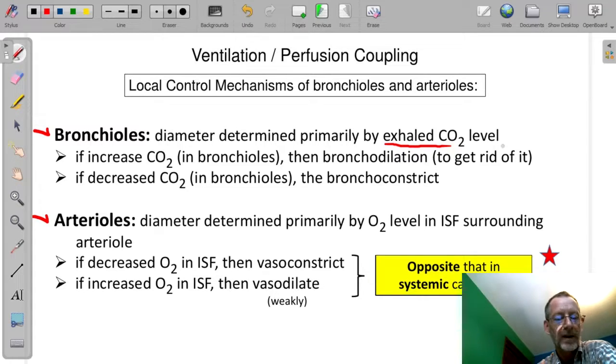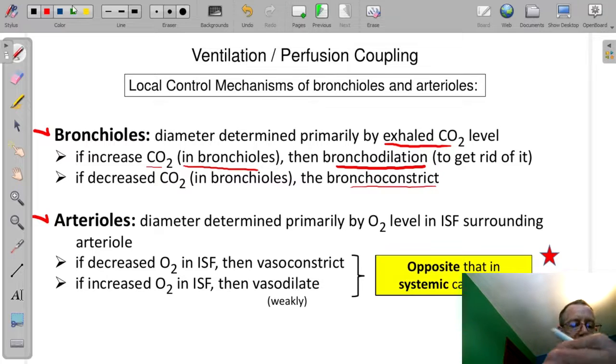Okay, so think about this for a moment. If we have increased CO2 in the bronchioles, what would you like the bronchioles to do to get rid of the CO2? You want them to dilate. So increased carbon dioxide in the bronchioles then leads to bronchodilation to get rid of it. That should make sense. Conversely, if we have decreased CO2 in the bronchioles, then it's the opposite. We'll get bronchoconstriction.